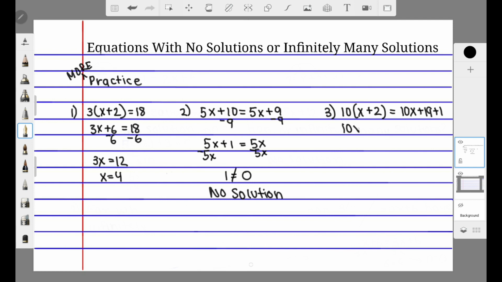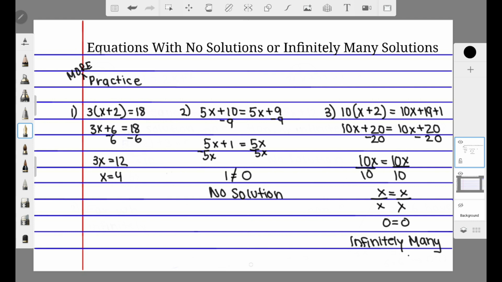Let's further simplify this. All right, get rid of these values. We have 10x is equal to 10x, always going to be true. x is always equal to x. 0 is always equal to 0. Therefore, this one has infinitely many solutions.